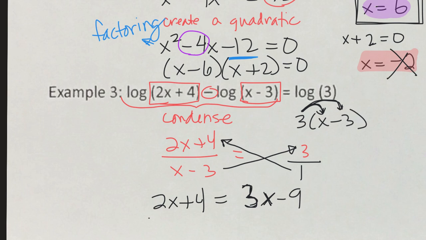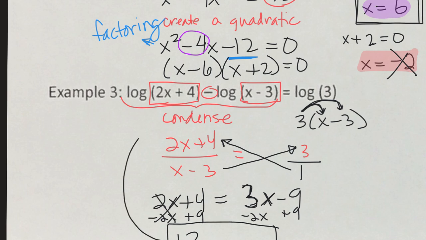And now let's solve. So I'm going to minus the 2x to the right side because that keeps x positive. And then I'm going to add the 9 to the left side to get x by itself. So x equals 13. So let's check. Does this give me a positive number? Yes, 2 times 13 plus 4 is a positive number for sure. And what about over here? 13 minus 3, yes, that's positive 10. Sure enough, 13 is a viable answer for us.